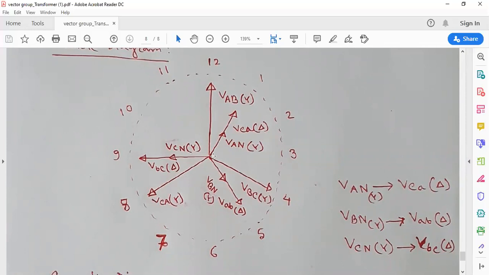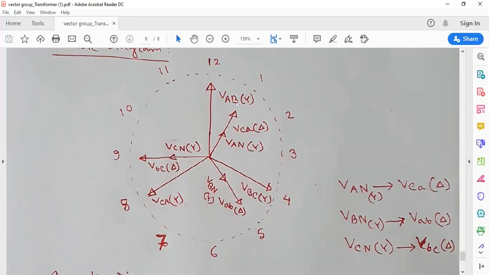So VAB, which is delta connected, is along 5. 5 plus 4 equals 9, along 9. 9 plus 4 equals 13, that means 1 after 12, along this direction. VCA, VAB, VBC, all the delta connections are done.